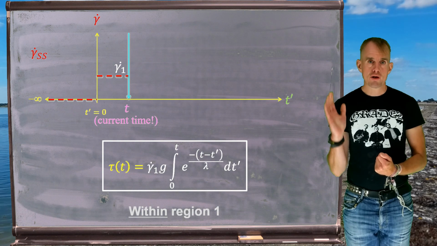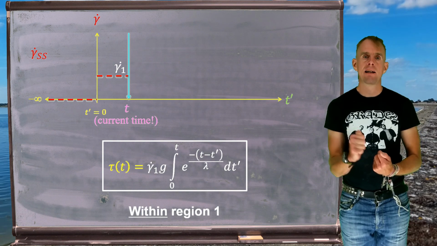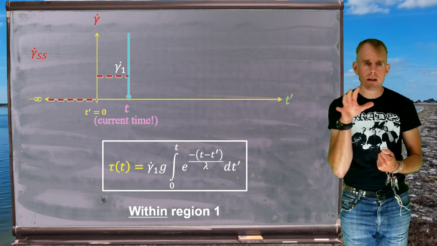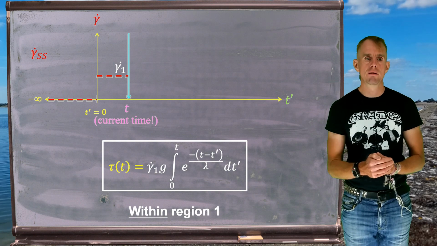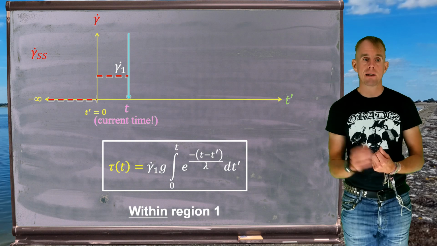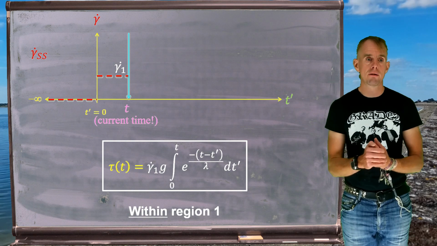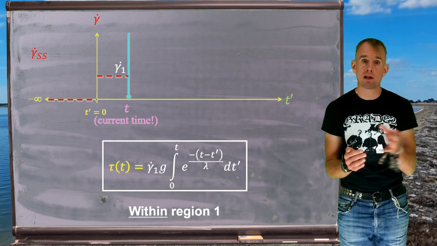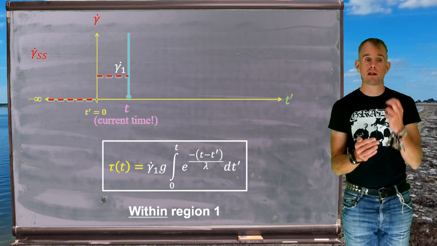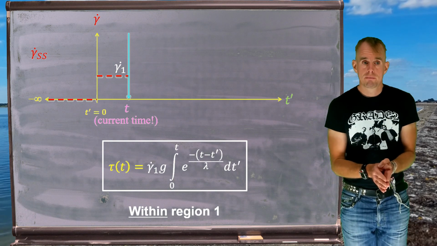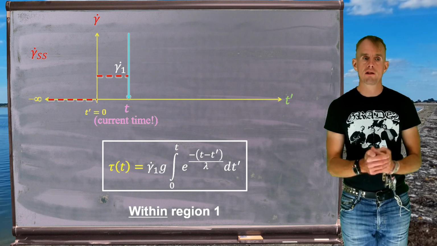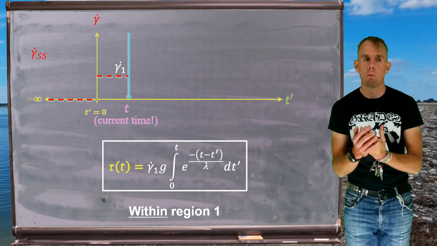So there is stress at current time, and it's equal to my deformation rate, gamma dot 1, multiplied by the integral that we saw last lecture. Now, if we look at the limits on this integral, it's going from t dash equals 0, which is where my deformation regime starts, to t dash equals t now. And so this expression, very simply, gives us a state of stress within regime 1.